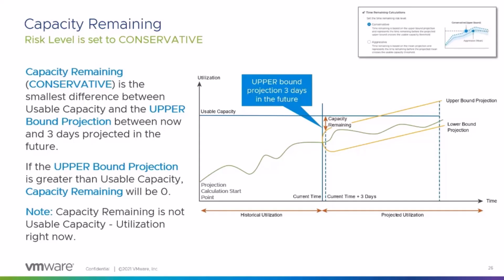in the future. But this can trip up some people because they don't realize that it is based on a projection. There's some assumptions that it's right now, but the important part here is this is a projection just 3 days into the future. So it basically takes that projection, looks out 3 days in the future, and then the difference between the upper bound and my usable capacity line is my capacity remaining. So this is looking at it from a conservative perspective. So that's why I'm looking at the upper bound.